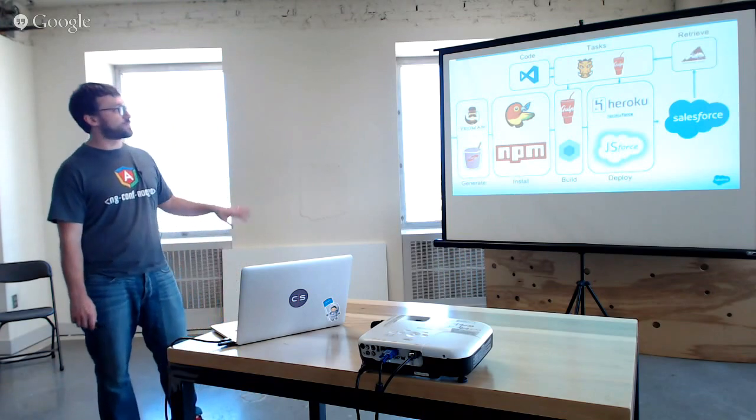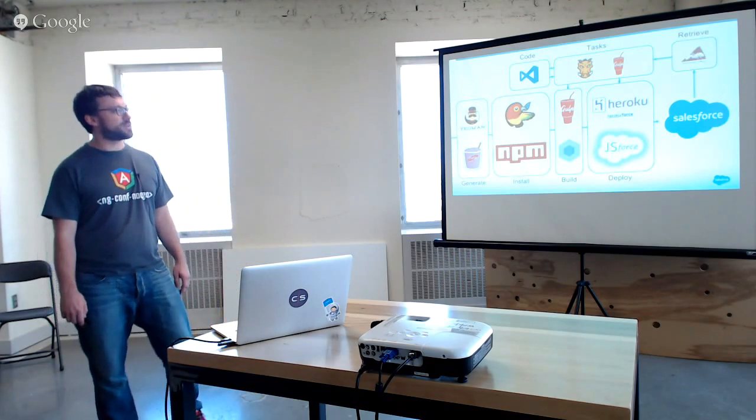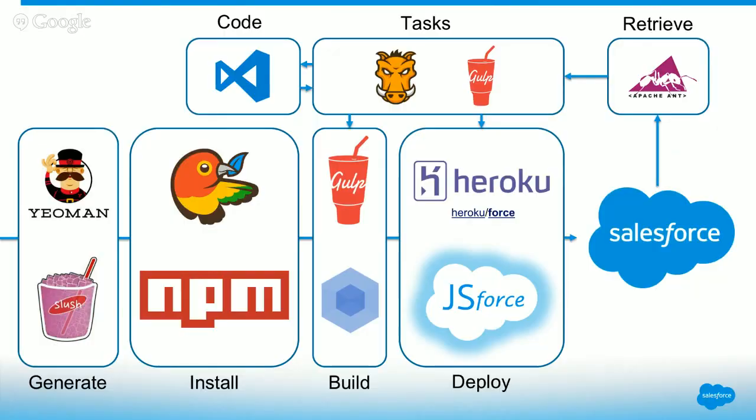Well, we use a tool called Ant. Ant is a great tool that is built with Java, and it integrates fantastically with our continuous integration tools like Circle CI and Cumulus CI, and it helps us to retrieve the code in one big command off the Salesforce server and back into our local development environment.